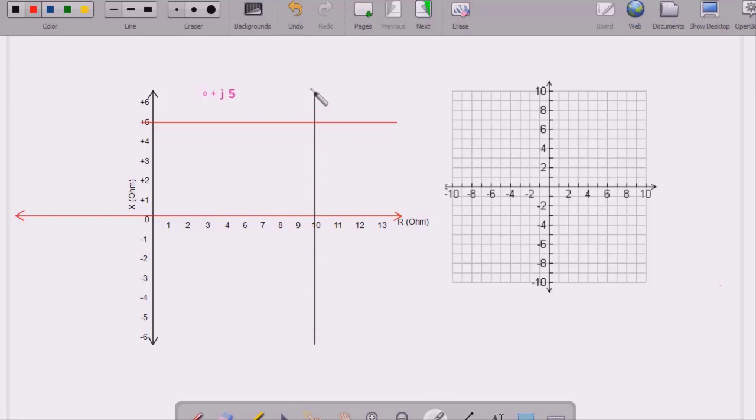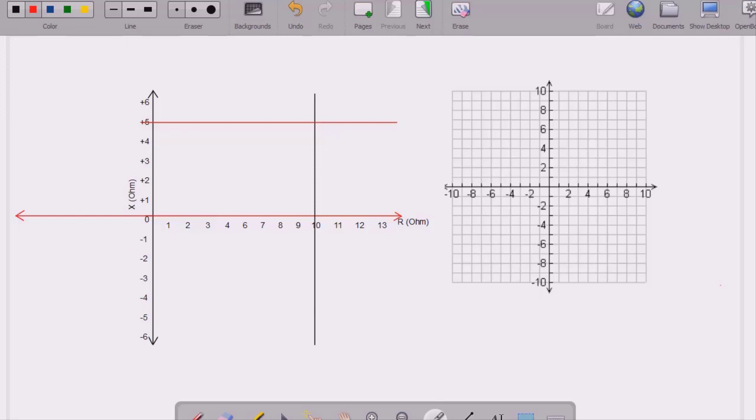Because this vertical line, as I said, represents a fixed value of resistance but a varying value of reactance. Similarly, this fixed horizontal line represents a fixed value of positive reactance but a varying value of resistance. So the intersection of these two will represent a fixed value of impedance. Here it is 10 plus j times 5.